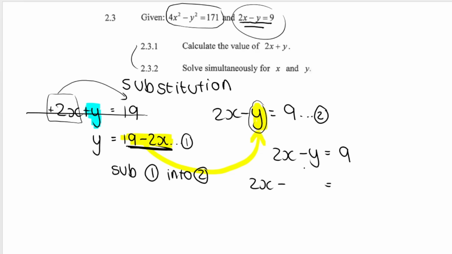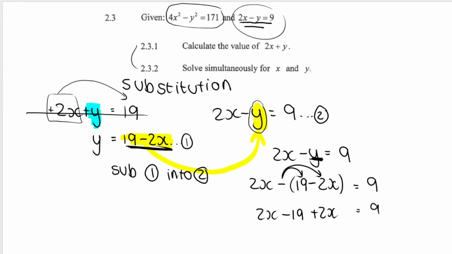So carry the negative down. Then in the place of y, I put 19 minus 2x. I'm going to run out of space here. 19 minus 2x, close the brackets, equals 9. Now you just solve like normal. What you need to do is distribute the negative into the brackets. So it's negative 19, positive 2x equals 9.